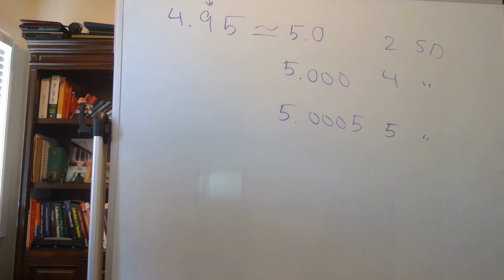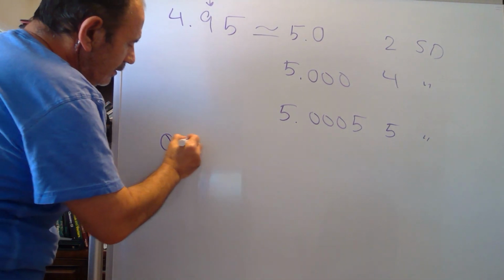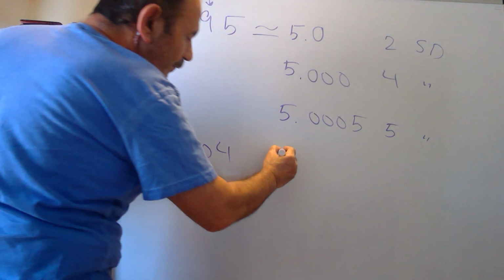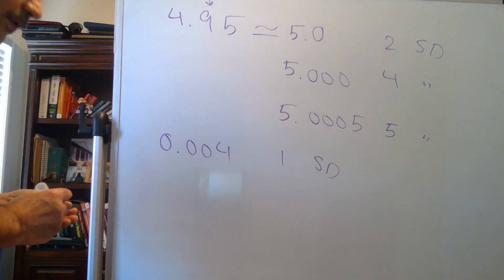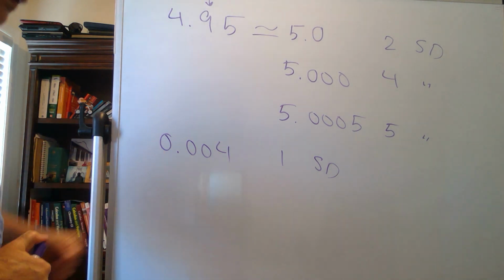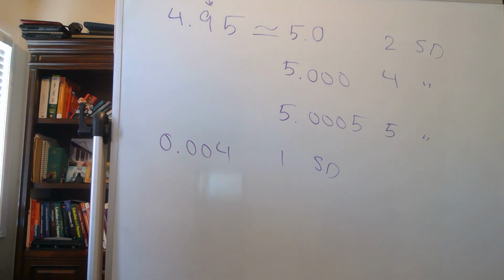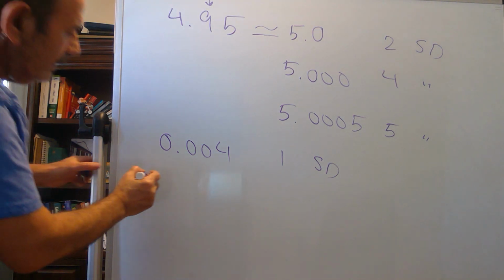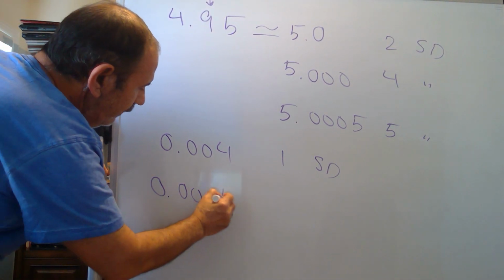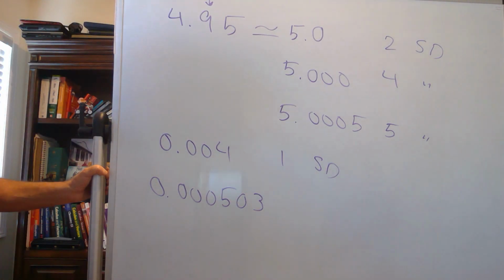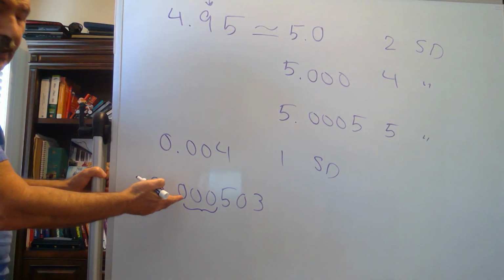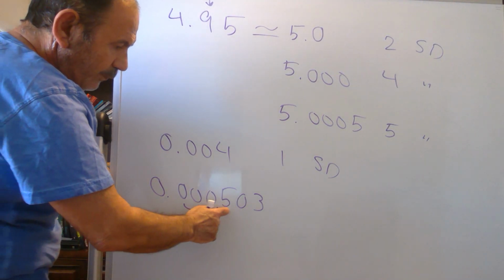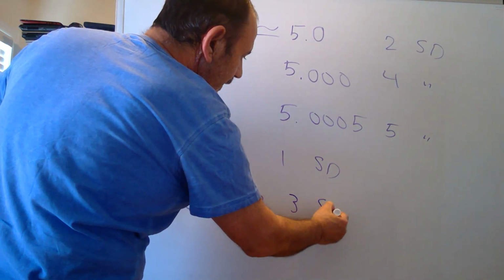Another example, 0.004. This number has only 1 significant digit because these 2 zeros after the decimal are used as place value holders. Another example, 0.000503. How many significant digits does the number have? These zeros don't count as significant digits because they are place value holders, and we have only 1, 2, 3, so I have 3 significant digits.